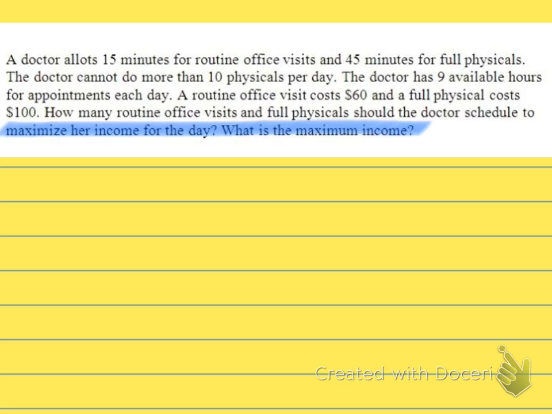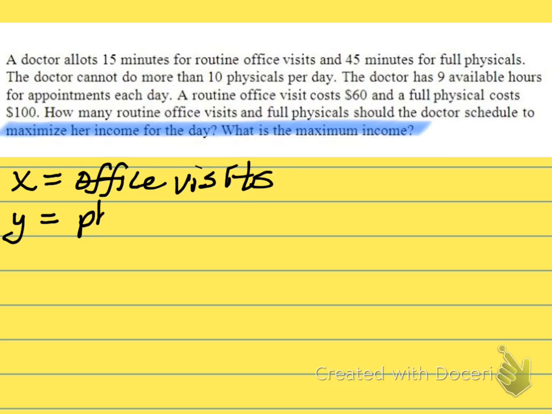Okay, so let's start out by defining two variables, an x and a y. In this question, I'm going to let x be office visits. And I'm going to let y be physicals.